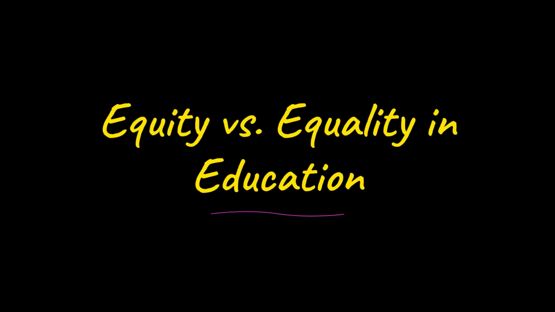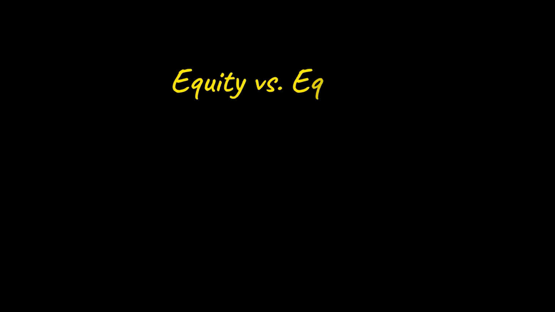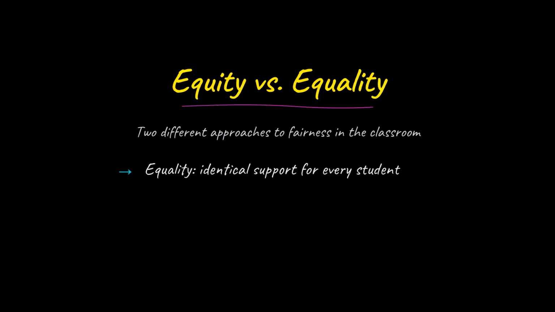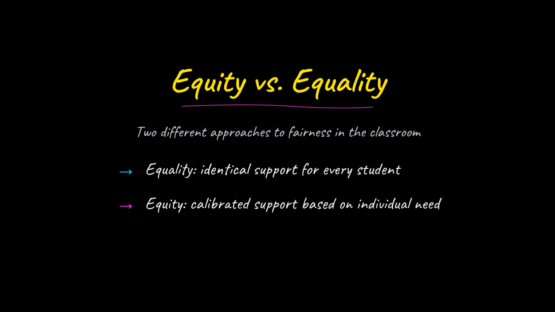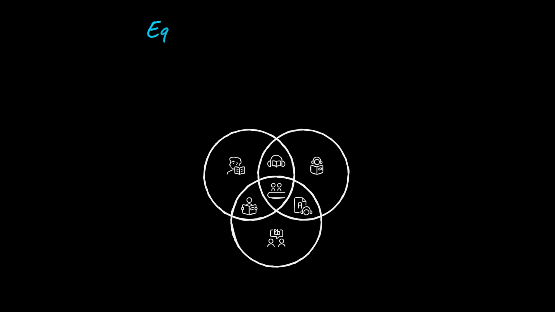Equity in education is the principle that fairness should be measured by outcomes, not by whether every student receives identical treatment. Understanding why these 2 ideas differ is the key to applying this concept correctly. Equality gives every student the same thing regardless of circumstance. Equity gives each student what they specifically need. Crucially, both approaches aim for the same destination, equal outcomes, but only equity accounts for different starting points.